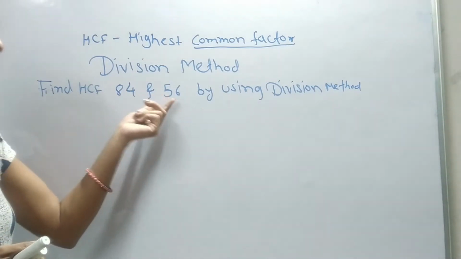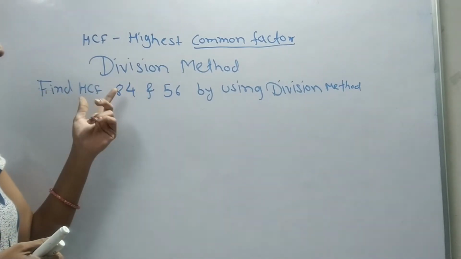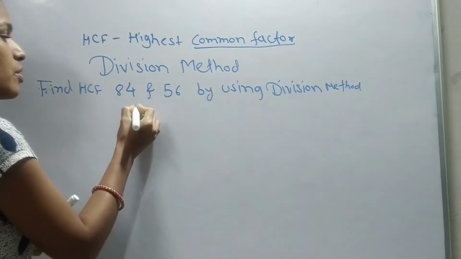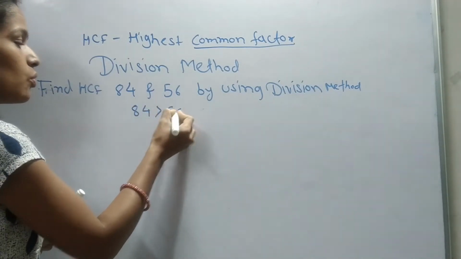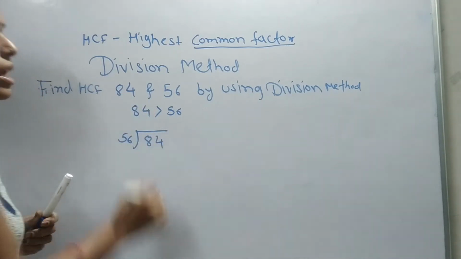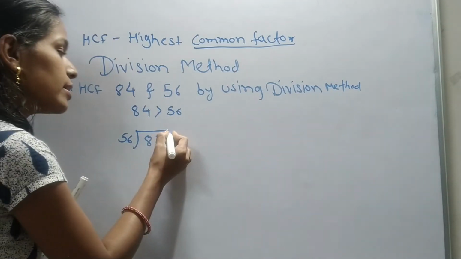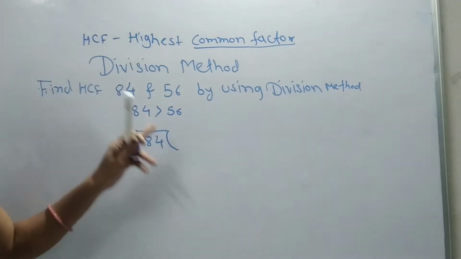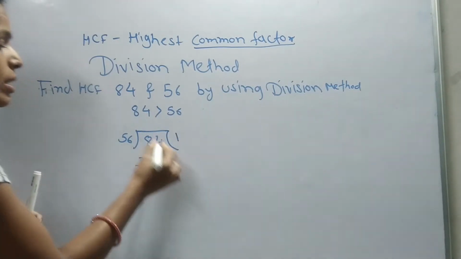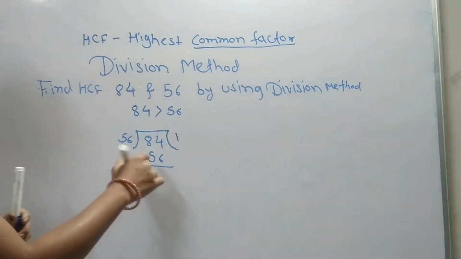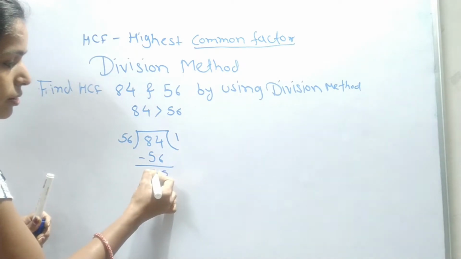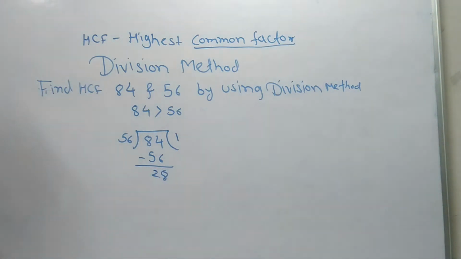आपको दोनों numbers को compare करना है. Which is the smallest one? We have to divide the bigger number by the smaller one. Here we are observing 84 is bigger than 56. So what will we do? We will divide 84 by 56. And the quotient कहाँ लिखना है? साइड में लिखना है. आपको क्वेश्चन ऊपर नहीं लिखना है, साइड में लिखना है. So we will write 56 ones are 56. What is the remainder of 84 minus 56? If you subtract this, you will get 28.